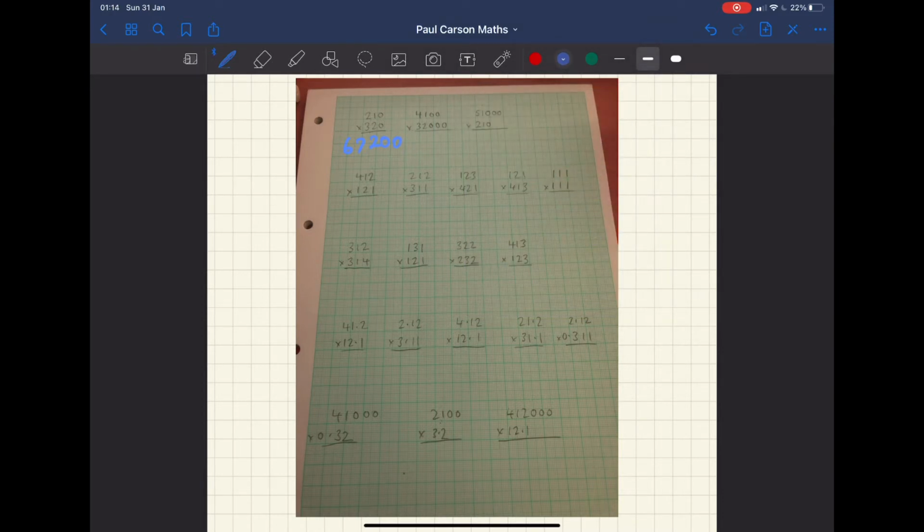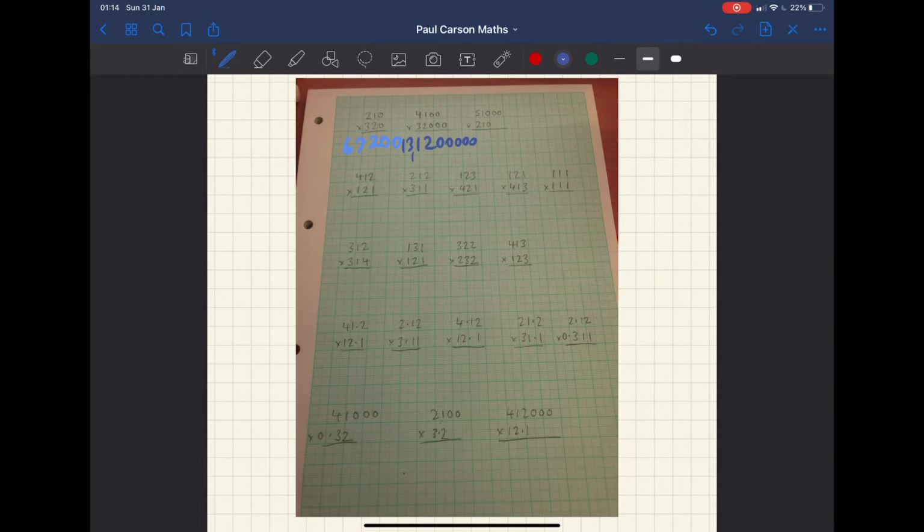4,100 times 32,000. So again, ignore the zeros. So 41 times 32. We're going to do 2. 4 times 2 is 8, plus 3 is 11. 4 3 is 12. And there are 5 zeros. So 1, 2, 3, 4, 5.